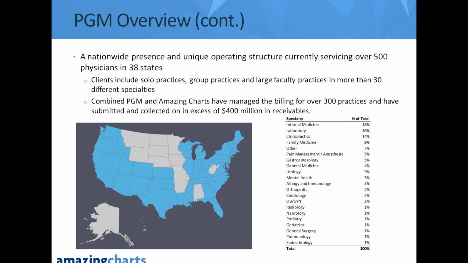And if you see, over the 8-year relationship that we've enjoyed with Amazing Charts, we've been fortunate enough to provide services for about 300 practices and collected in excess of about $400 million in receivables for those practices. So if you look on the right, that's a short list of some of the specialties that we do manage, but there are others as well, and we'll continue to grow. So hopefully over the next coming months, some of those blue states will fill in.